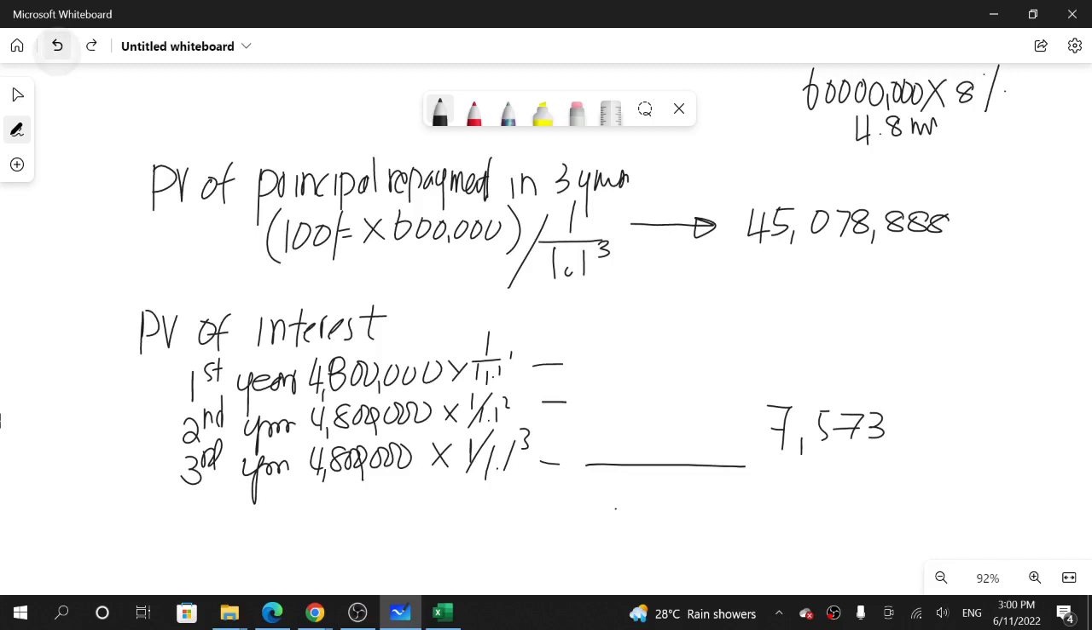That is 11,936,890. So this total becomes 57,015,778. Right? So this is the present value of that liability.